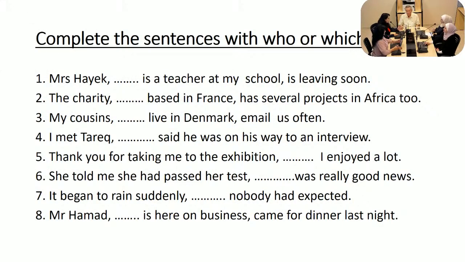Okay. Now they have to use who or which. This is the way they can see it in the exam, between brackets, like we've said. Mrs. Haig is a person, so who: who is a teacher at my school is leaving soon. This is extra information. The charity is an organization, so it's a thing, we use which: which is based in France has several projects in Africa too. My cousins are people, so we use who: who live in Denmark email us often. Tarek is a person: who I met said he was on his way to an interview.